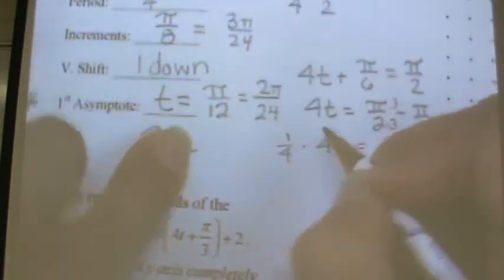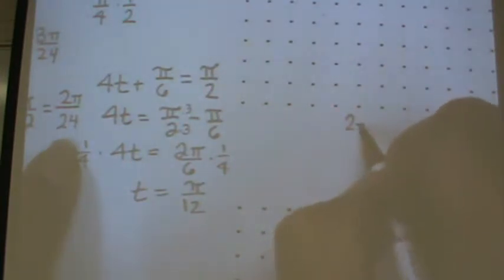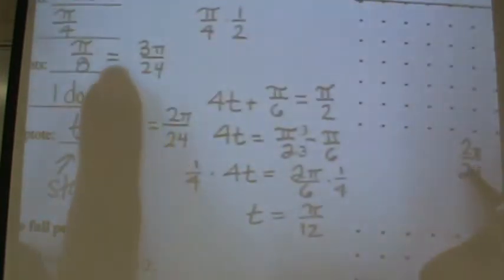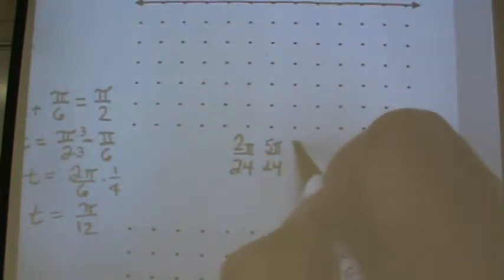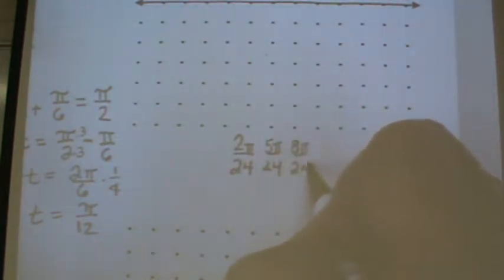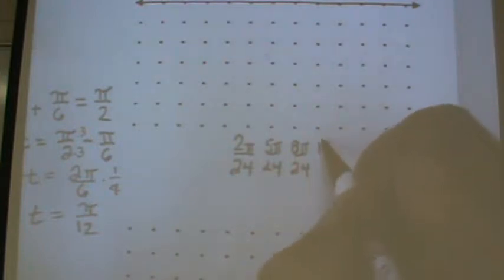So this is equivalent to 2 pi over 24. This is equivalent to 3 pi over 24. So you're starting here at 2 pi over 24, but you're adding 3 pi over 24. So this is going to be 5 pi over 24. Add 3, you get 8 pi over 24. Add 3, you get 11 pi over 24. Add 3, you get 14 pi over 24.